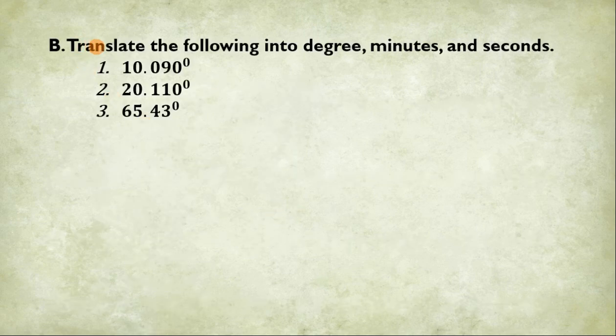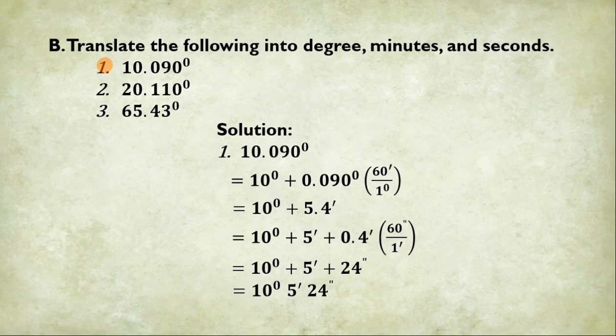Translate the following into degrees, minutes, and seconds. In this case, we're given the reverse. So it's the reverse process of the activity in letter A. So for number 1, we have 10.090 degrees. So we have to convert that. How to do this? We have these steps for the solution.